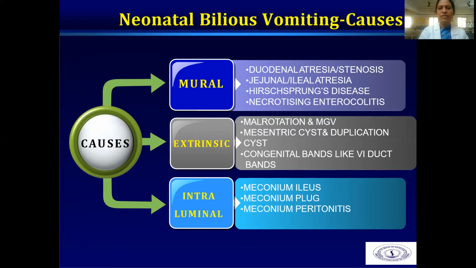Second one is extrinsic, that is malrotation and midgut volvulus, mesenteric cyst and duplication cyst, congenital bands like Ladd's bands. So these bands also will restrict the movement and will lead to abdominal distension and inability to pass the stools and thereby worsening the conditions. Intraluminal causes, like we have meconium ileus, meconium plug, meconium peritonitis. So when the meconium is not passed for a longer time, it will lead to meconium ileus, plug, and the inflammation can later on lead to peritonitis.